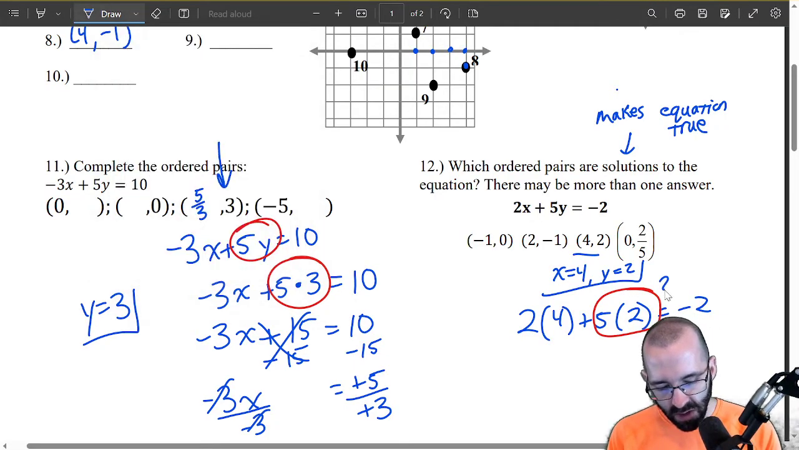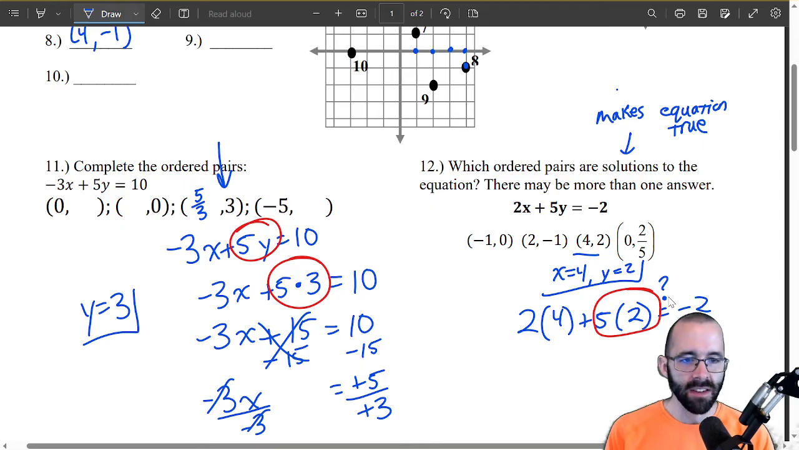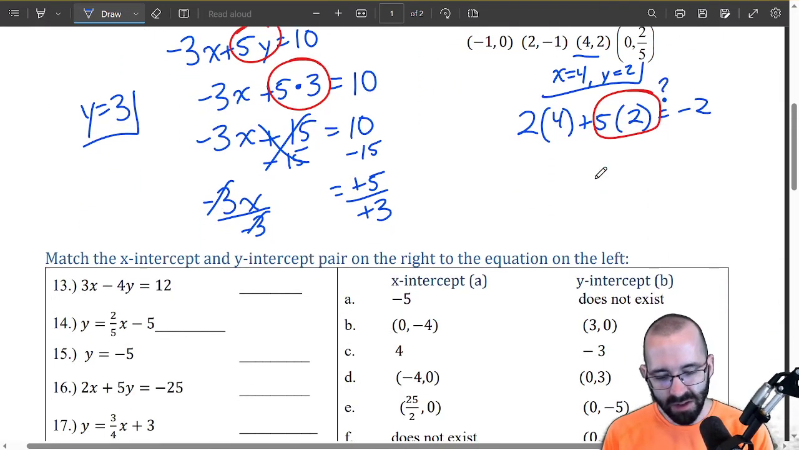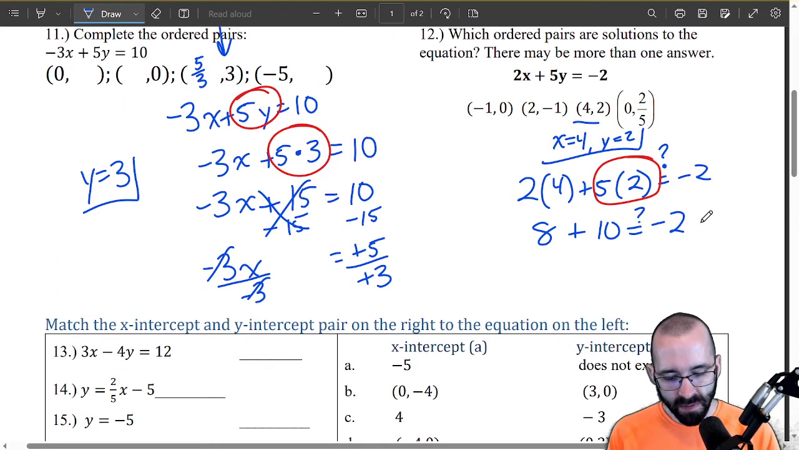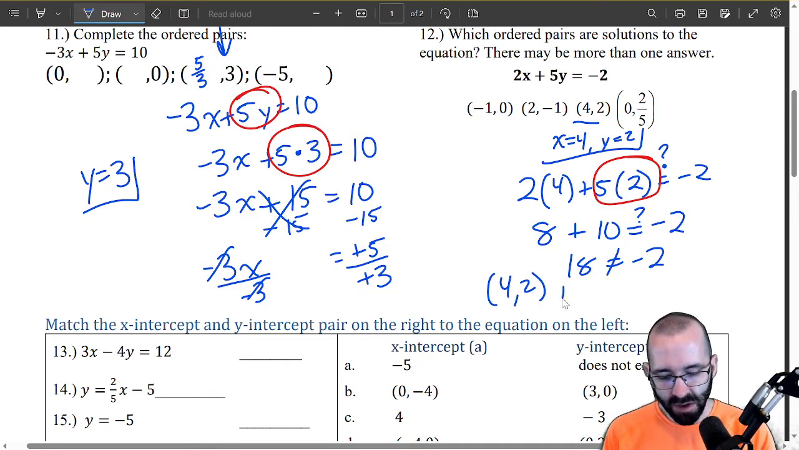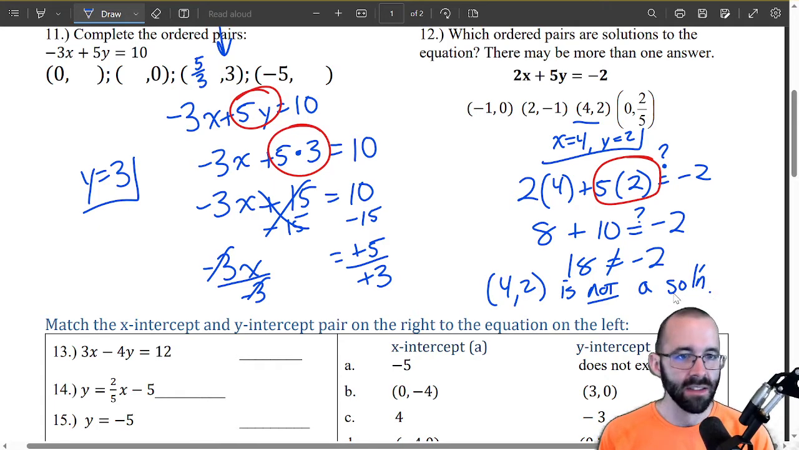So is this true? I'll put a little question mark over that equal sign because we're wondering whether it's true. 2 times 4 is 8. 5 times 2 is 10. Is that equal to -2? Nope. If 10 were negative, it would be, but it's not. So this is not equal. 18 is not equal to -2. So 4, 2 is not a solution. And you could do the same process with the other 3 ordered pairs.